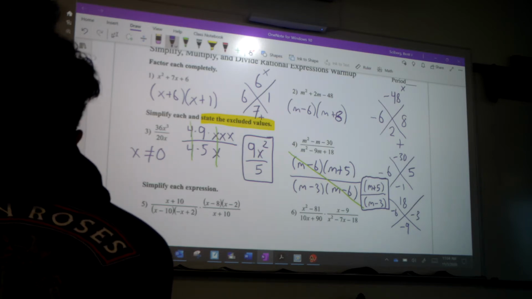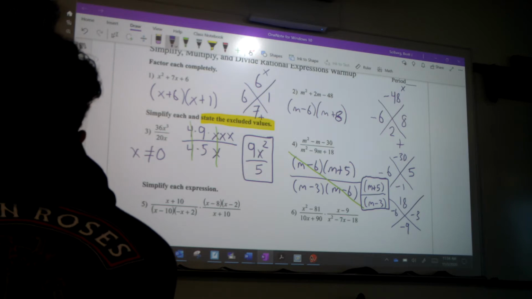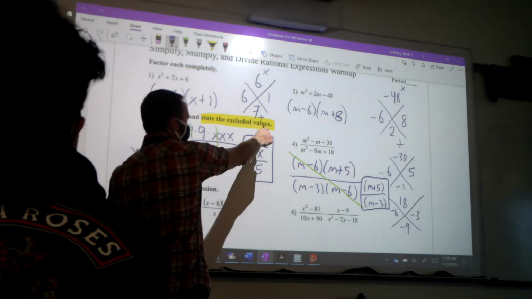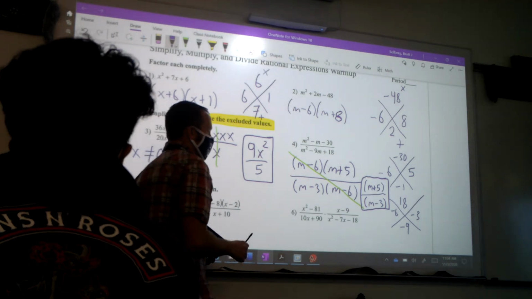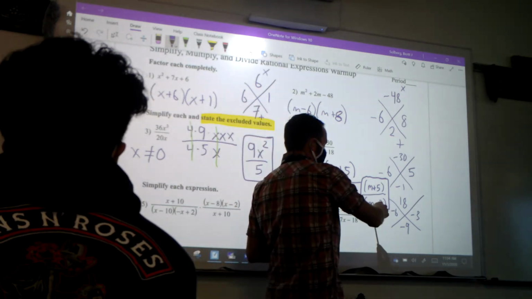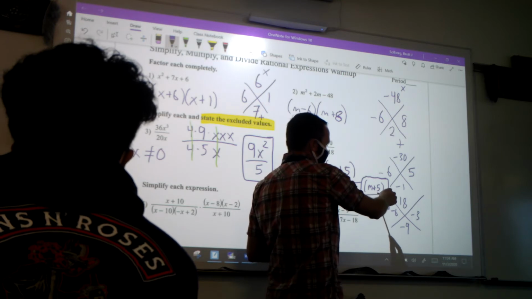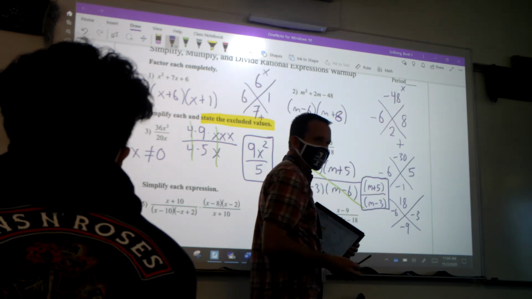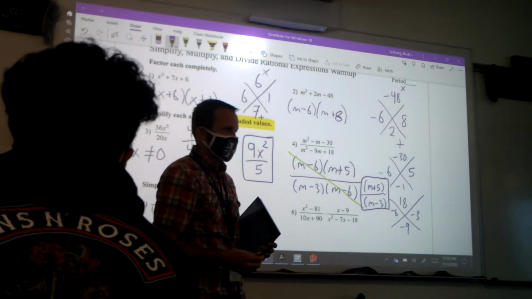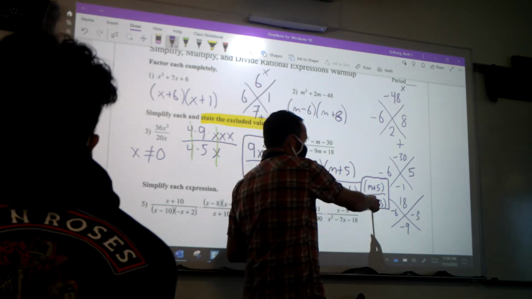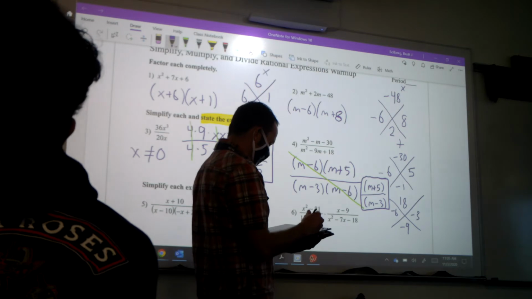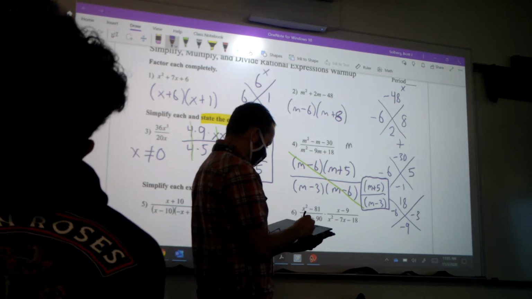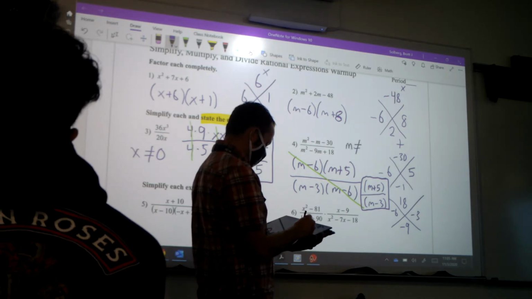Alright, so there we go. That's how you'd simplify. Now I still need to state the excluded values. The excluded values make you divide by 0. So when I'm looking right here, I have m minus 3. What number, if I subtract 3 from it, gives me 0? 3, right? So if I let m be 3, it would be 3 minus 3. I'd get 0 in the bottom. We don't want that. So I'm going to put a little note here that m cannot be 3.